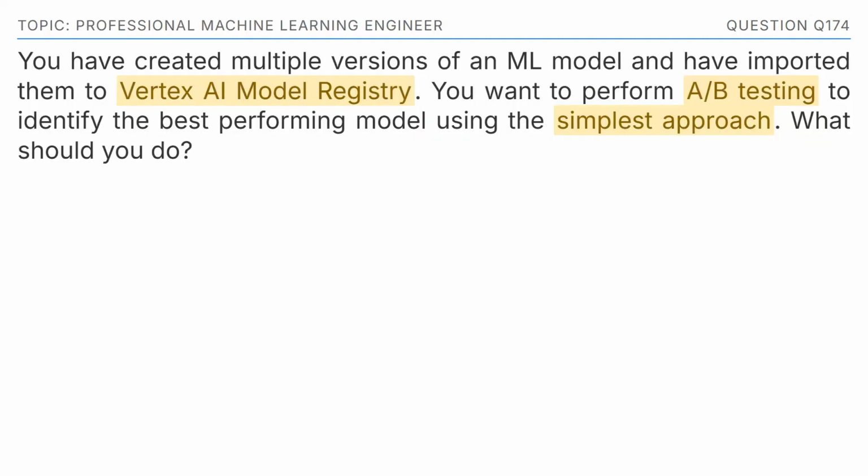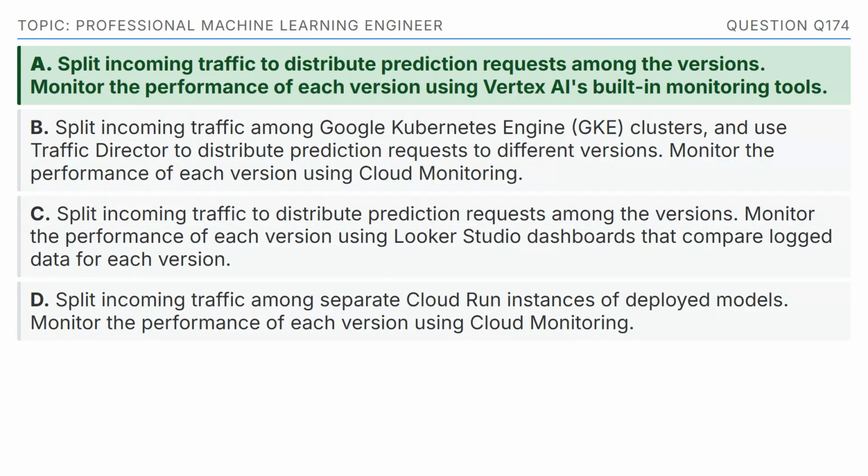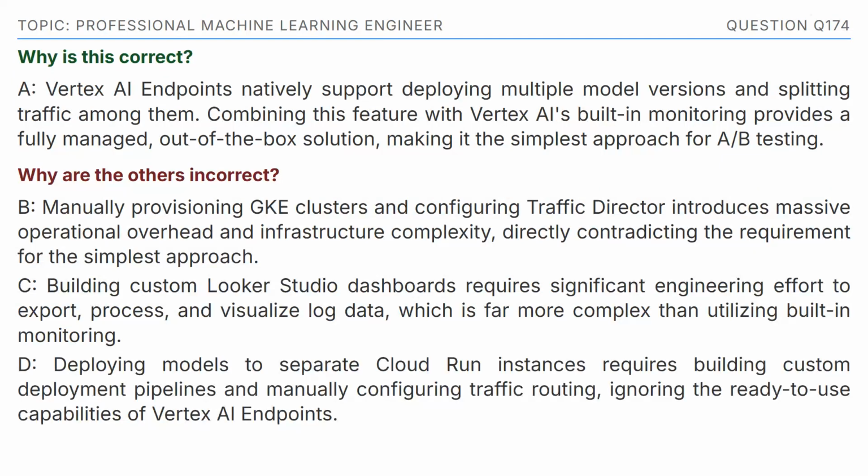To arrive at the correct answer, we focus on the keywords: Vertex AI Model Registry, A/B testing, simplest approach. The correct answer is option A, split incoming traffic to distribute prediction requests among the versions. Monitor the performance of each version using Vertex AI's built-in monitoring tools. Why is this correct? A. Vertex AI endpoints natively support deploying multiple model versions and splitting traffic among them. Combining this feature with Vertex AI's built-in monitoring provides a fully managed, out-of-the-box solution, making it the simplest approach for A/B testing. Why are the others incorrect?